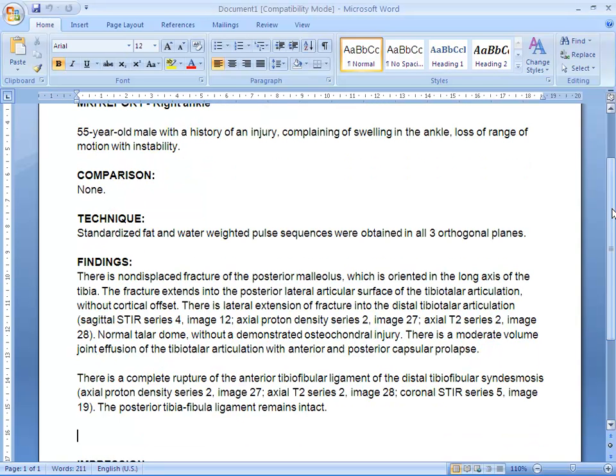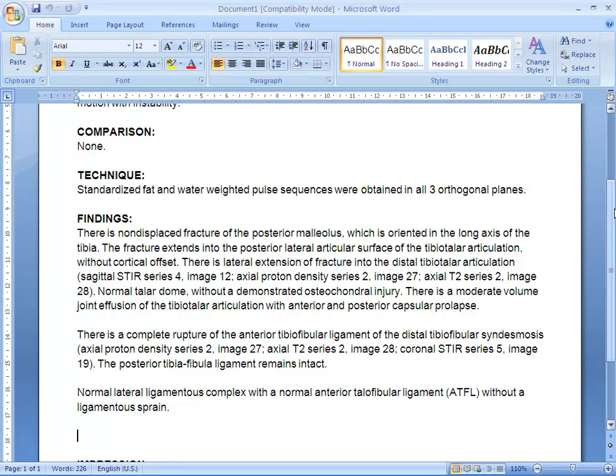Insert normal ATFL block text. Insert variable field block text for ankle.